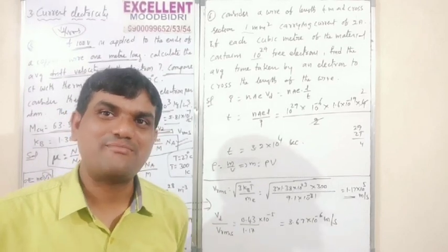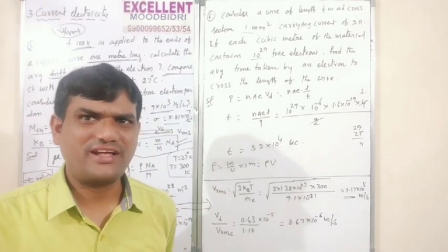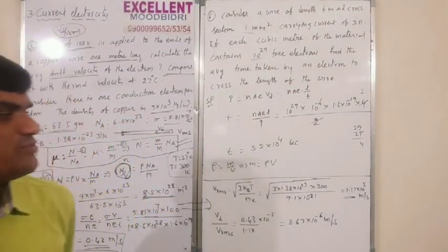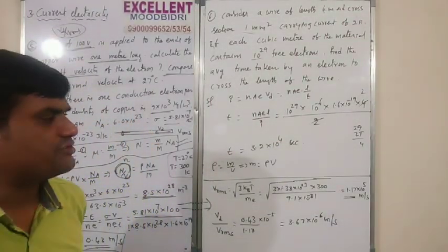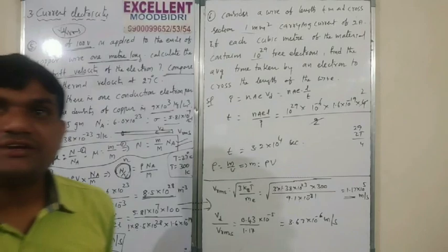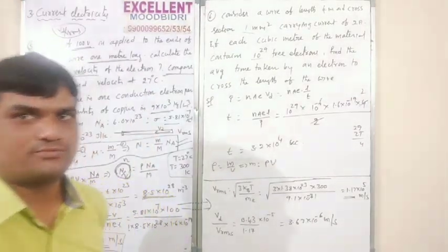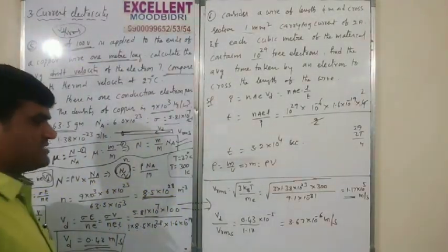Thermal velocity is the maximum. That is a very high speed. How much? 1.17 into 10 power 5 meter per second. Right? Okay. Now comparison.